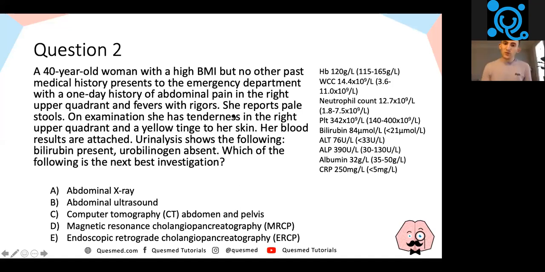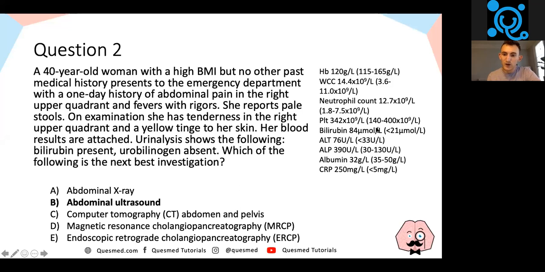Excellent. So most people thought it was B, and that is the correct answer. So this is a typical presentation of ascending cholangitis. It has all of Charcot's triad of fever with rigors, right upper quadrant pain, and jaundice. And we already discussed from the previous slide that she has pale stools, and so that implies that she has some sort of obstructive disease.